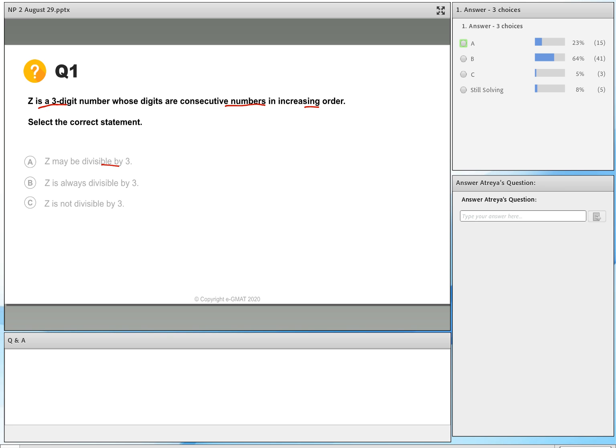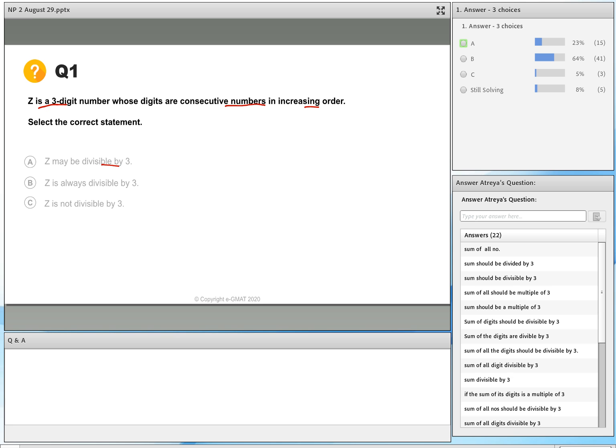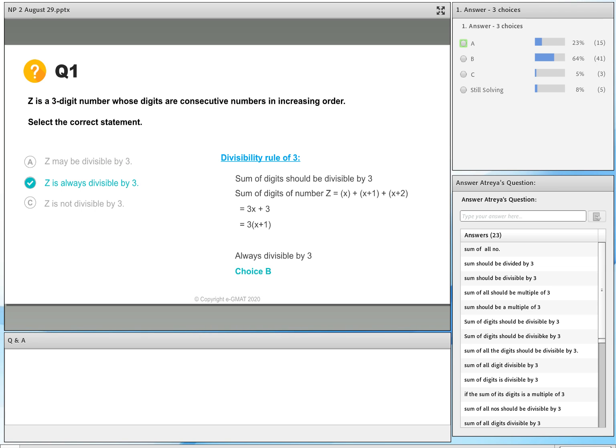The sum of all the digits has to be divisible by 3, right? Absolutely correct. All right. Thank you for all of your responses. Now over here, Z is a 3-digit number. Digits are consecutive numbers, right? So if I consider the first digit to be equal to X, the second would be X plus 1, the third would be X plus 2. Now take out the sum of these 3 digits. What do we have? We have 3X plus 3.